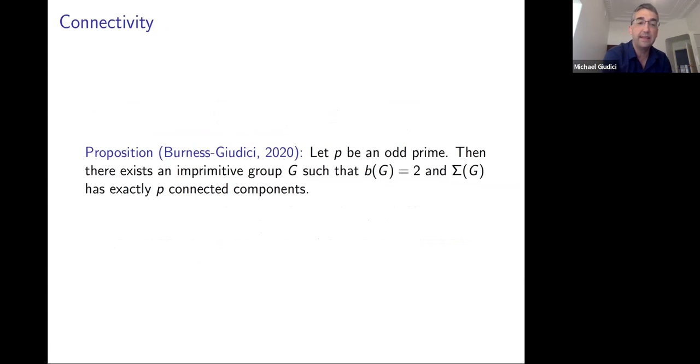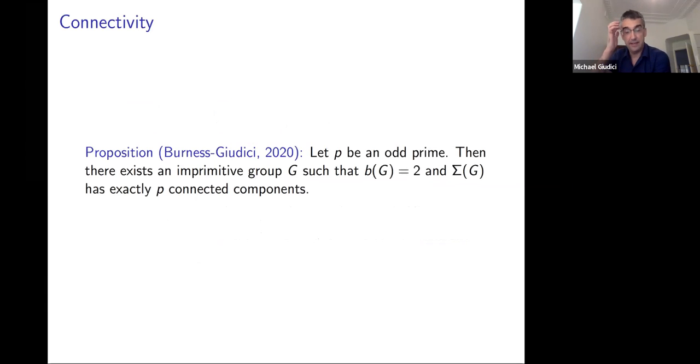Another thing you might want to look at is connectivity. We showed that if I have any odd prime p, then there is an imprimitive group G with a base of size 2, and for which the Saxl graph has exactly p connected components. So you can get an arbitrarily large number of connected components.